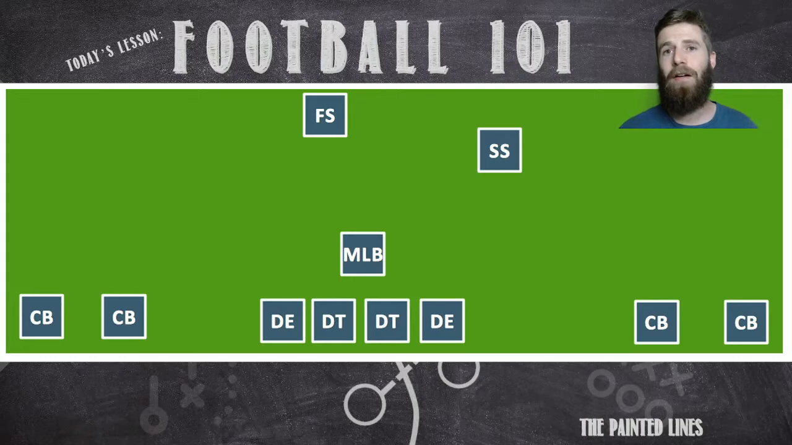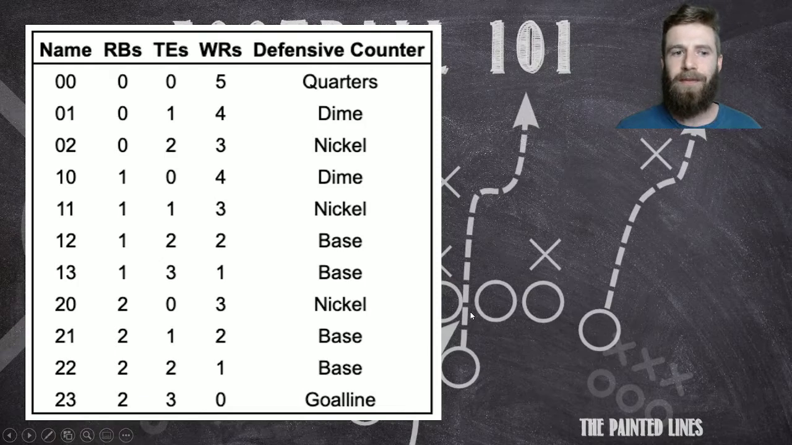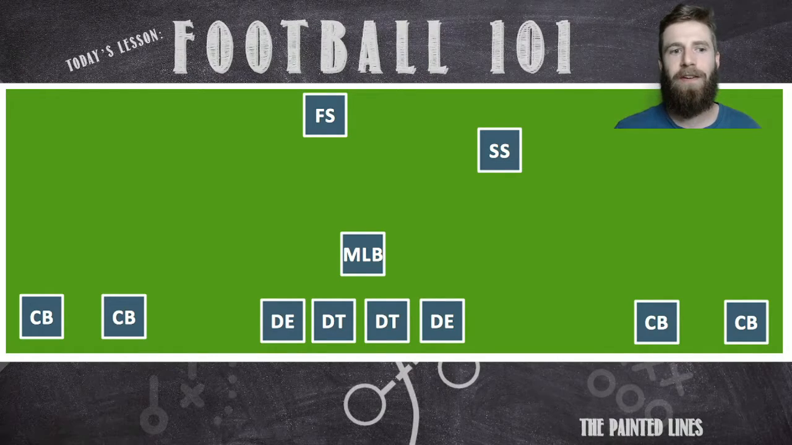And so this is a 4-1-6 defense. You could also run a 3-2-6 variant of dime. You could run a 1-4-6. There's lots of different numbers, but the first number is always your defensive linemen. The second number is your linebackers, and the third number is the number of defensive backs. And then you could also run quarters defense, which would be 7 defensive backs on the field.